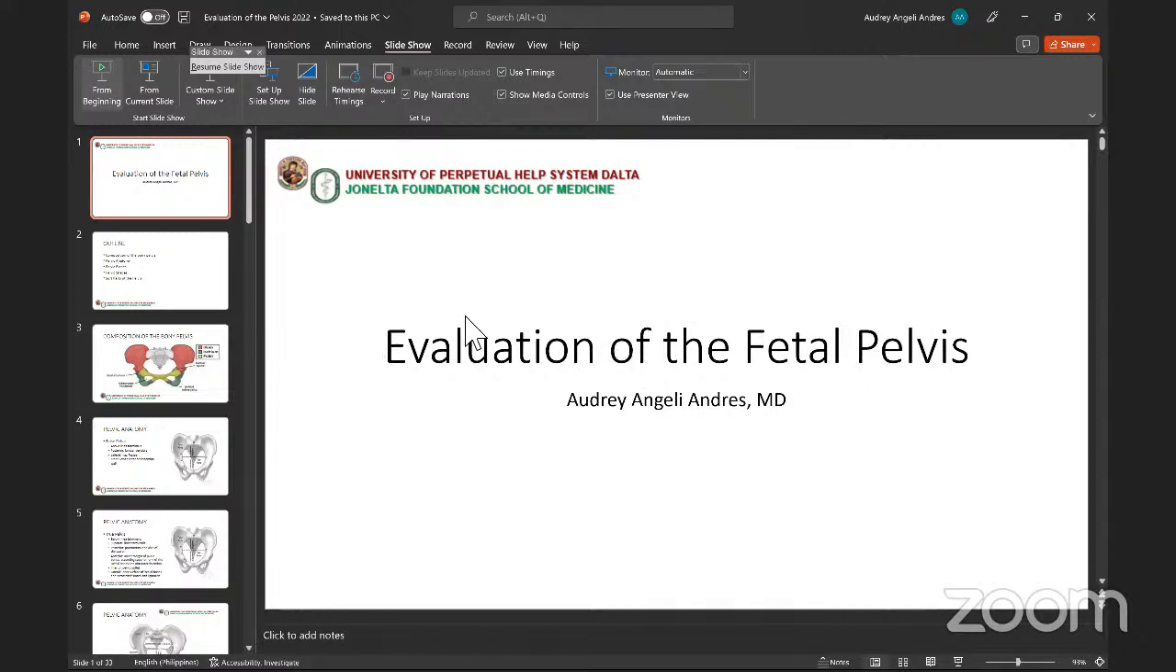So these would be your important diameters. You have your transverse diameter, 13.5. You have your interspinous diameter, which is usually 10. Your ischial spines are important also. Then from the symphysis pubis, this is your obstetric conjugate, which is clinically important, 10.5.